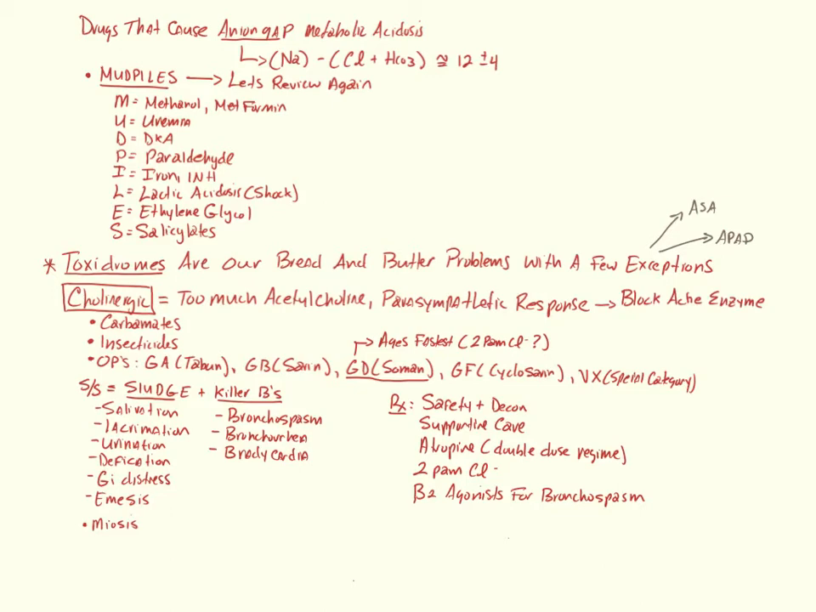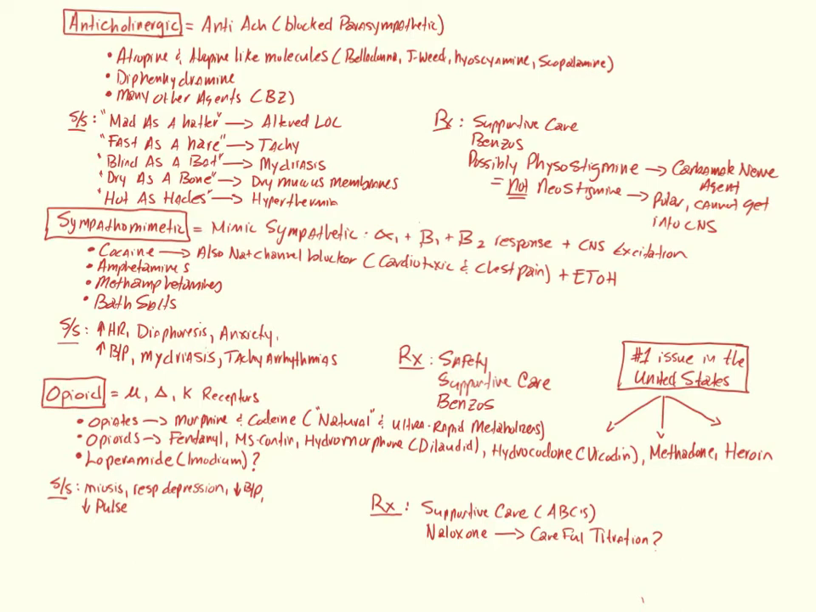All right, moving right along. Anticholinergic. So this is anti-acetylcholine. This is blocking acetylcholine receptors. So I think of this as kind of the opposite of cholinergic. And drugs that cause anticholinergic toxidromes are atropine and atropine-like molecules. So belladonna, jimson weed, hyoscyamine, scopolamine, right? These are common antiemetics and motion sickness drugs. These are actually isomers of atropine. When we say something is atropine, it's a racemic mixture of, I believe, hyoscyamine and scopolamine, the two enantiomers.